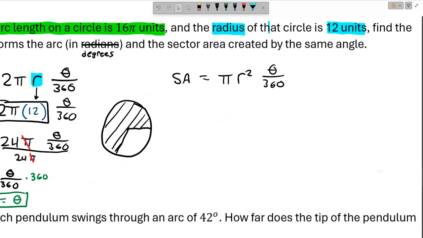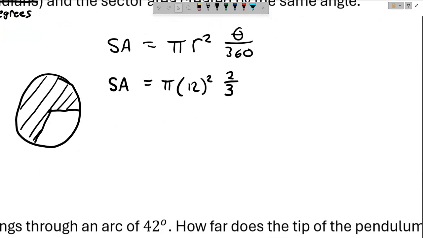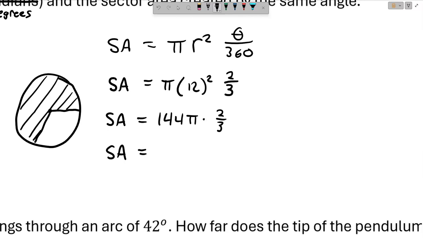So we're going to take that and we're going to apply it over here to find sector area. So all we have to do now is plug in the radius that we already know, which is 12. We know our theta is 240 over 360, but I'm going to challenge you to just use 2/3 since that's what it simplifies to. So when we do this, we're going to end up with 144 pi times 2/3. And when I multiply those together, we're going to get a sector area of 96 pi. I believe this was done as units squared.